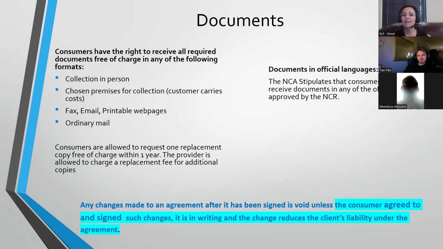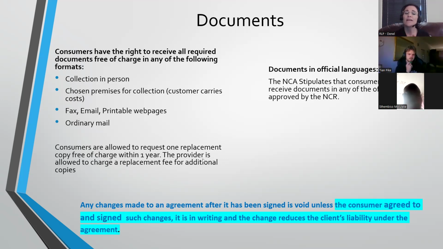The National Credit Act stipulates that consumers have the right to receive documents in any of the official languages, as approved by the National Credit Regulator. But now what happens in tomorrow's test, they say that the consumer has the right to receive the documents in the language of their choosing. That is not correct. Because maybe you choose to have it in German, but the only approved languages are Afrikaans, English, and Zulu, maybe. Do you understand what I'm getting at? So don't let the way that they pose the question confuse you into picking the incorrect answer.